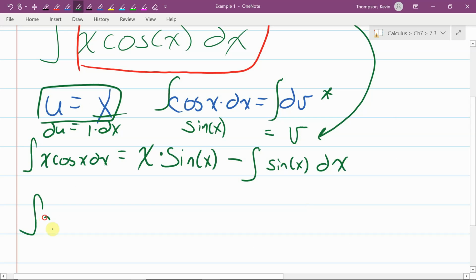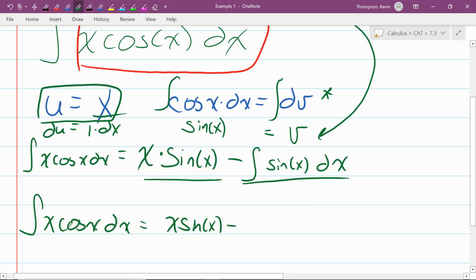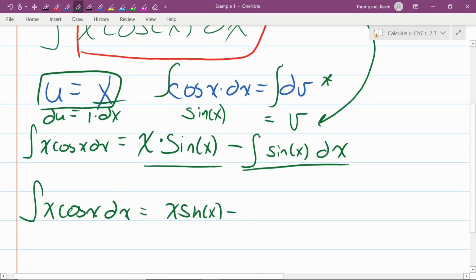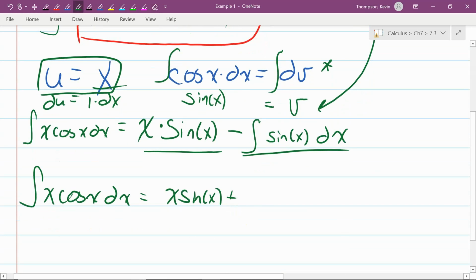So the integral of x times the cosine of x should be, well, this part's already done, x sine of x, minus the antiderivative here, antiderivative of sine of x. So I have negative cosine of x, right? So that would be a plus a cosine of x. And this is definitely producing a constant, plus c.